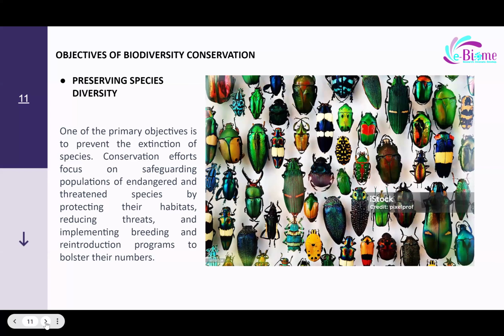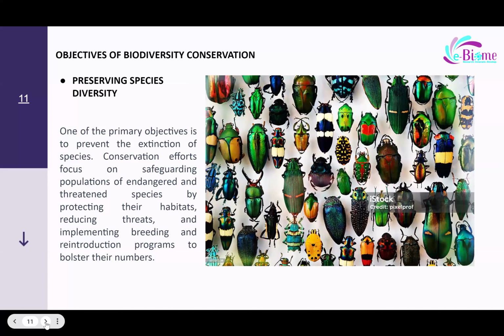So what are the objectives of biodiversity conservation? In other words, what is the importance of it? Why should we conserve biodiversity? Why should we protect living organisms? Why should we protect the plants and the rest? So one of the primary objectives is to prevent the extinction of species.